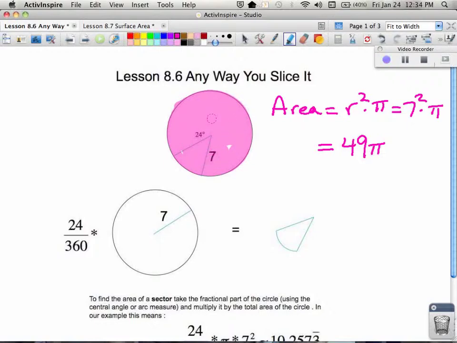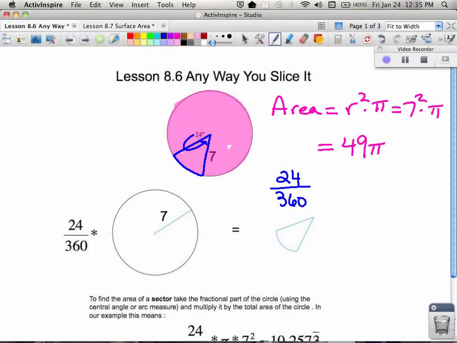Now, what I want to tell you is in this particular case, something interesting happens. This angle right here in this pie slice is 24 degrees. So if I were to slice out that blue pie slice, how much area would I have? Well, it's very obvious that it would have to be less than the 49 pi that was there. But how much less? Well, it's all based on a ratio. So this pie slice is 24 degrees out of the complete circle, which was 360 degrees.